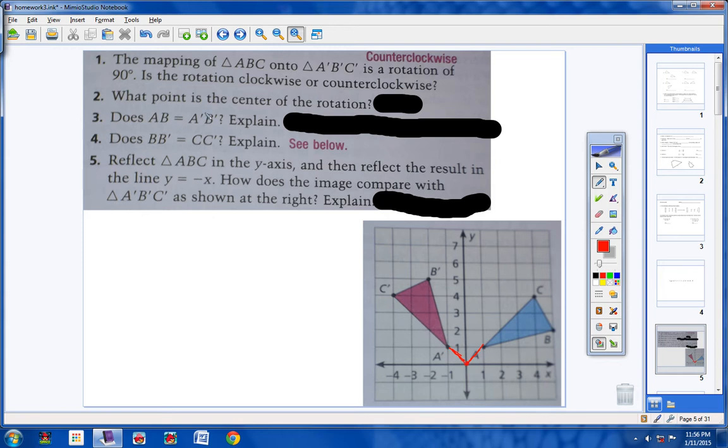So, what point is the center of the rotation? Well, 0, 0 right here. And we know that because it says the rotation is 90 degrees. And so that means we have to rotate it from here to here, 90 degrees. So the rotation point is at 0, 0. Okay, moving on to number 3.